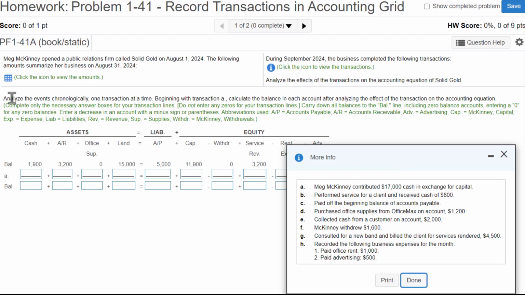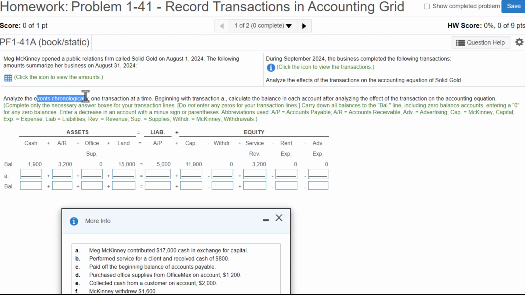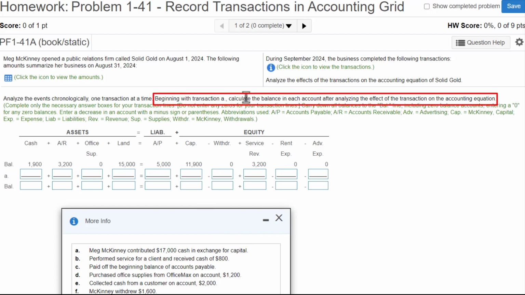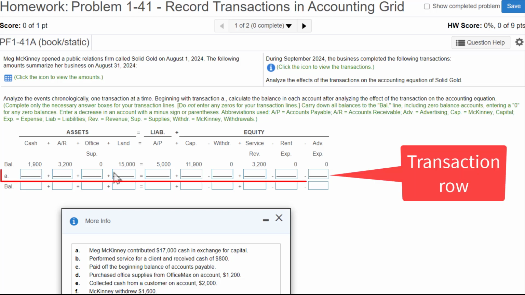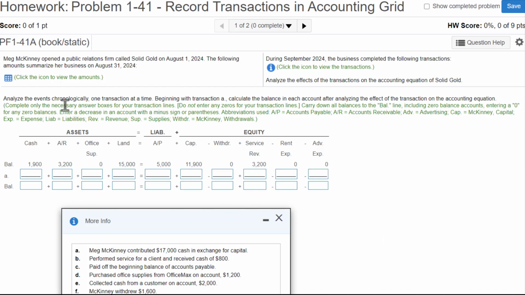Now, when you do these homework problems, always read all this stuff here. So it says analyze events chronologically, which just means you go in order by date, and A, B, C, D, that's the date order. One transaction at a time. So in other words, this letter A means you're going to put transaction A, which is down here, on that row. It says beginning with transaction A, calculate the balance in each account after analyzing. So just like we did in the video, enter the transaction in the transaction row and then calculate the balances in the balance row. Complete only the necessary answer boxes for your transaction lines.